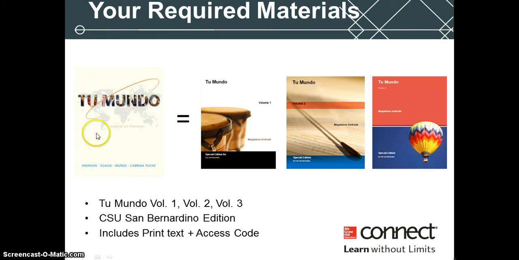Please note the image on the left and then the three images on the right together equal the same thing. So the three images on the right together equal the one image on the left. The image on the left is what we call the national version of Tumundo. You can find it just about anywhere on the web, Amazon, Chegg, what have you. However, it is not guaranteed to have the access code that you're looking for. If you do happen to shop online, just make sure you have that access code.